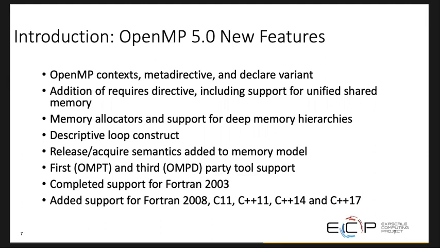We have memory allocators and support for deep memory hierarchies. Deep copy, in the sense of a structure that contains different elements. Till 4.5, we did not have the ability of copying those when you just wanted to copy the structure. You had to go in and manually do the movement of data.